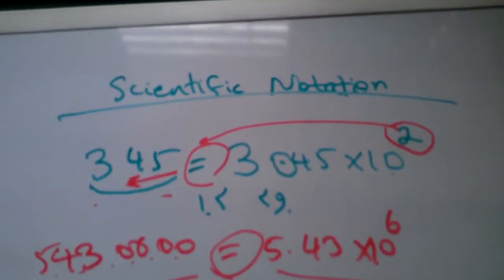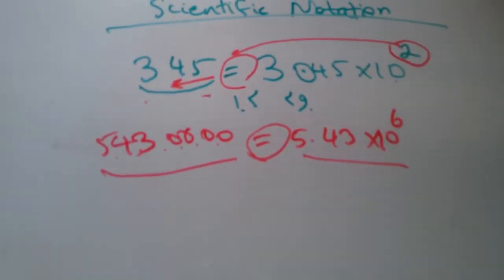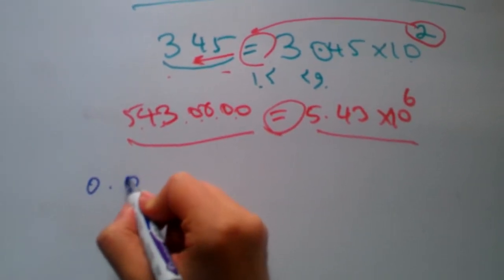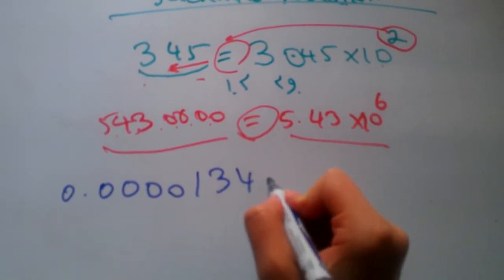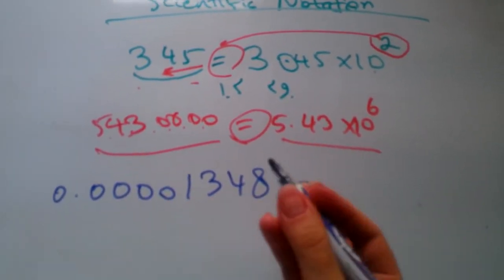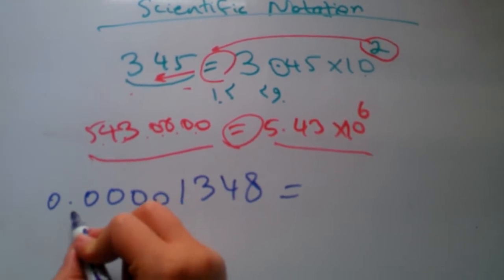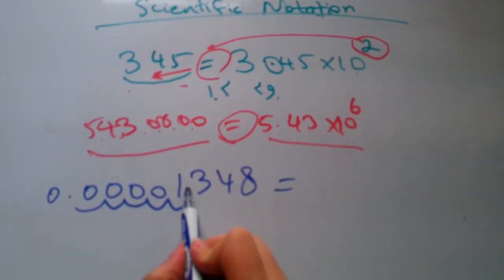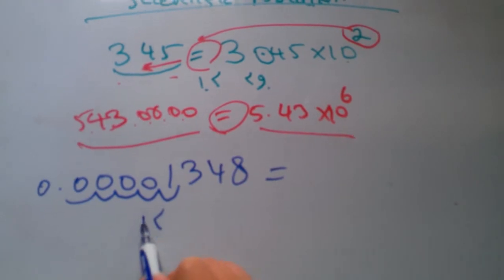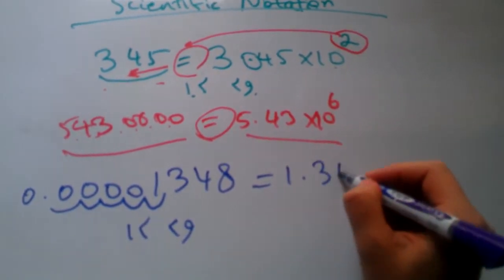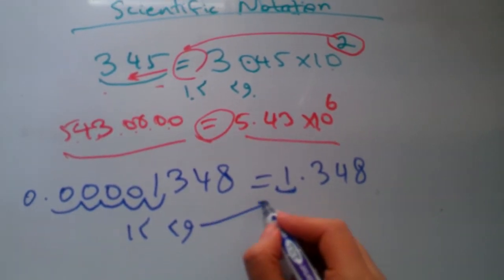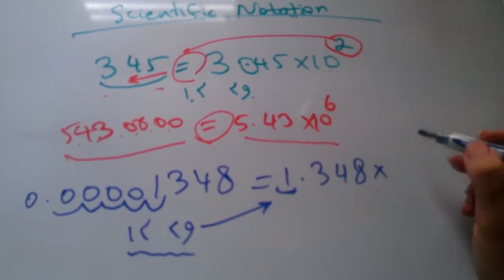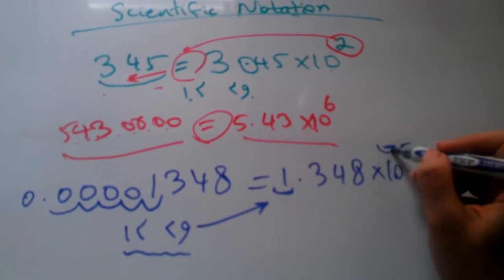Now, this is scientific notation for big numbers, but what about if your number is quite small? Let's say this number. So this is ridiculously small. Let's see what we get. 1, 2, 3, 4, 5. I have to go 5 decimal places in order to make this number a whole number between 1 and 9. So I go 348. See, this number is between 1 and 9. And because it was 1, 2, 3, 4, 5 decimal places, this is to the power of -5.